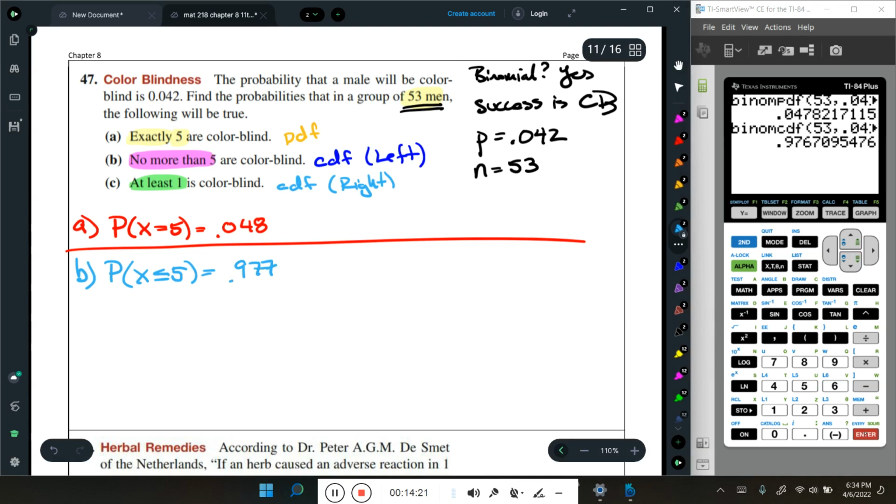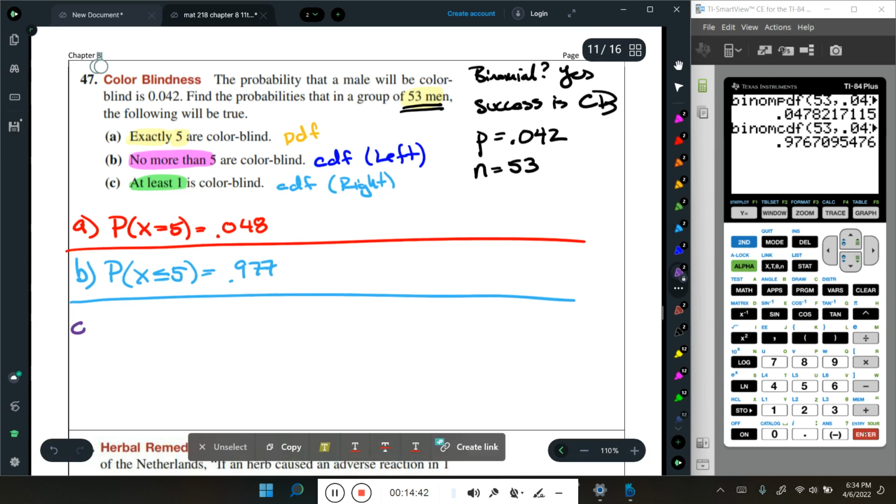So almost guaranteed there'll be 5 or less in a group of 53. I know it's not guaranteed because it's not 100%, but that's pretty close. I'm looking at almost a 98% chance. That's pretty high. All right, and then the last one is, oops, not B again, silly. Part C.